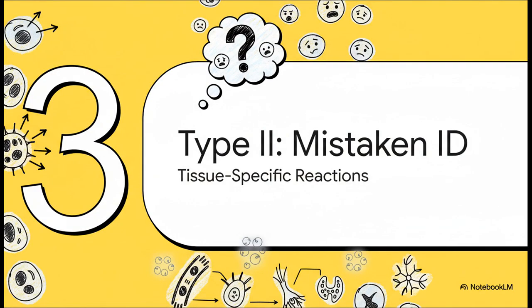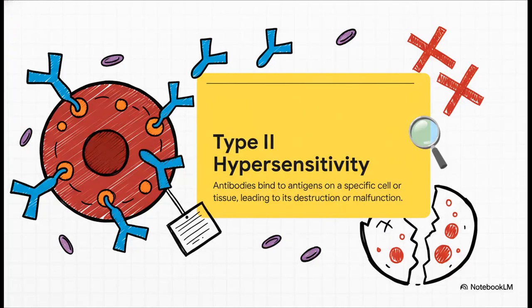All right, let's switch gears to Type 2. Now we're moving from an overreaction to a foreign substance to a case of friendly fire, where the immune system starts targeting the body's own cells in very specific tissues. The key thing to visualize here is an antibody physically latching onto an antigen that's part of one of our own cells, like a red blood cell. It's essentially slapping a giant "Destroy Me" sticker on a perfectly healthy, normal cell.